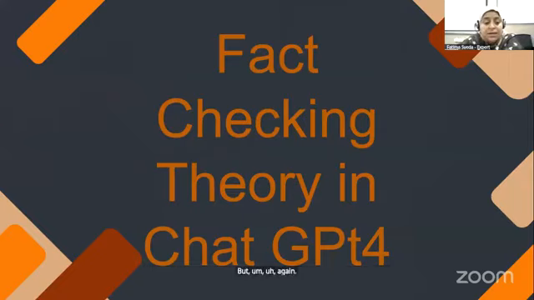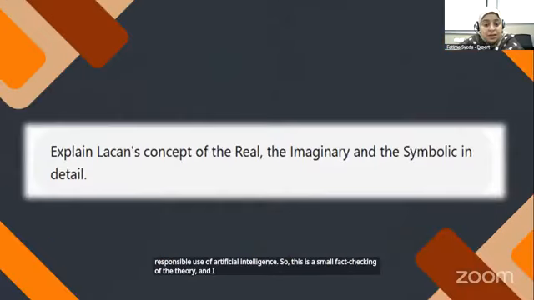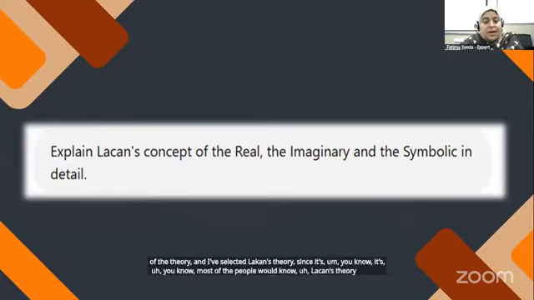again, we have to see that the literary scholars, especially our students, make an informed and responsible use of artificial intelligence. So this is a small fact checking of the theory, and I've selected Lacan's theory, since most of the people would know Lacan's theory of the real, the imaginary, and the symbolic.